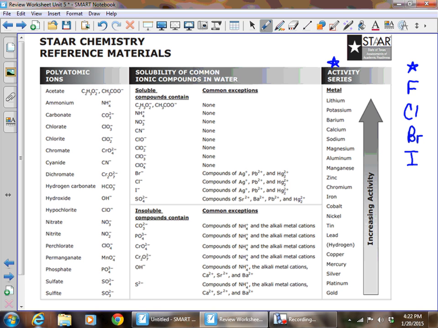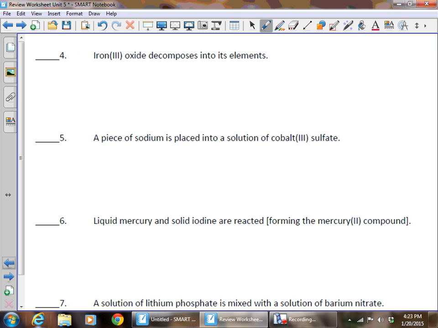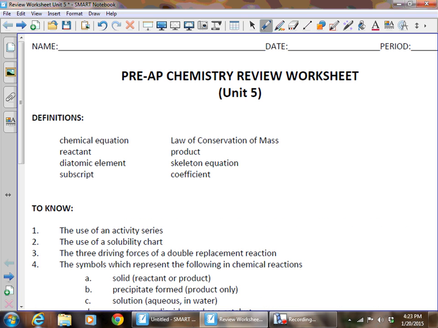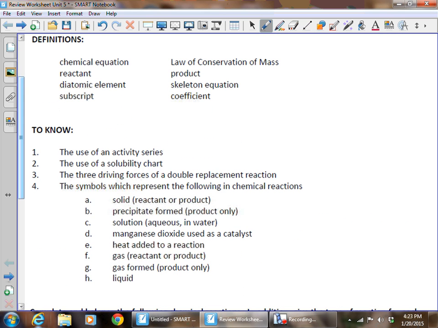And make sure that you can use your solubility chart. Again, we'll be looking at that as well, determining whether substances are soluble or insoluble. So in addition, besides using those two items from the handout, you need to know the three driving forces of a double replacement reaction. Those are formation of a precipitate.